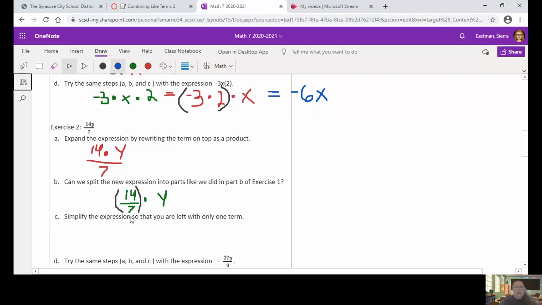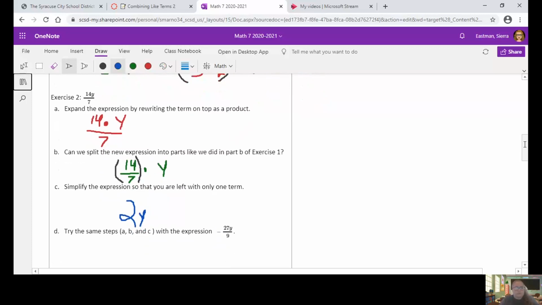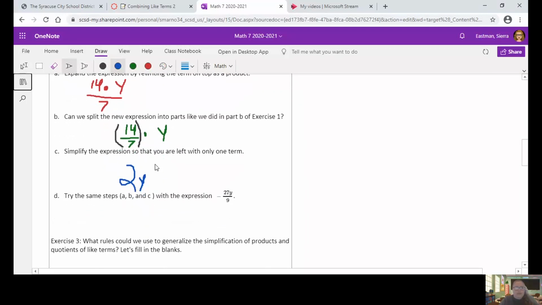And when I do that, 14 divided by 7 gets me a 2. My y stays the same because I don't quite know what number it is standing for. And that would be my answer. 14y divided by 7 gets me that 2y.